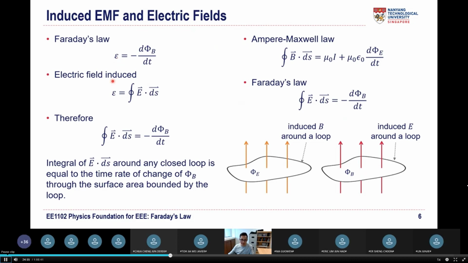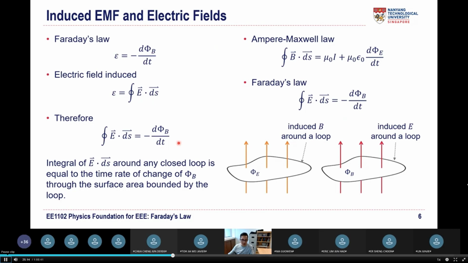Then we also know that this EMF, the electric potential, is actually given by the line integral of the electric field around a closed loop. So we can equate these two together and come up with this equation.